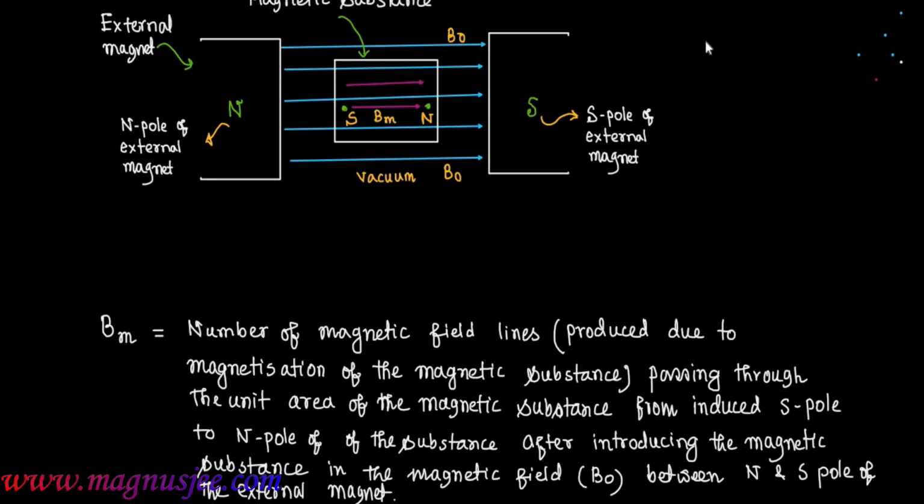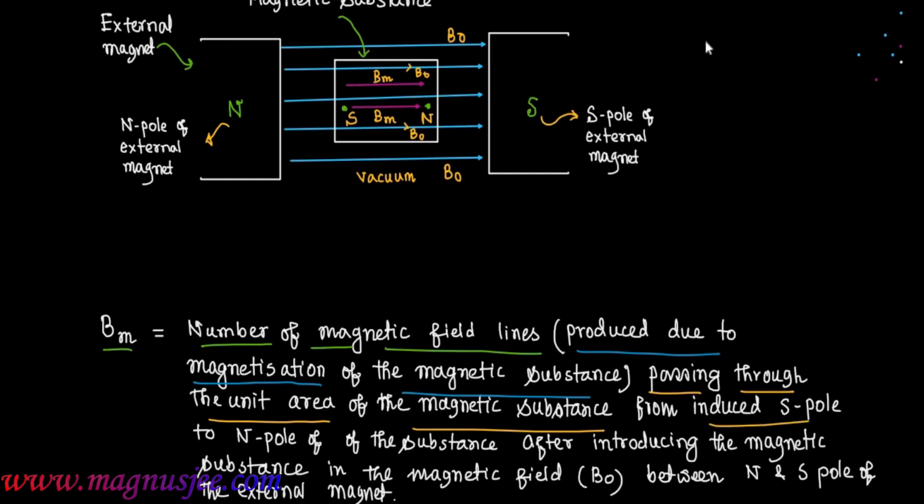That means Bm is the number of magnetic field lines passing through unit area of magnetic substance produced due to magnetization. Bm equals the number of magnetic field lines produced due to magnetization of the magnetic substance passing through unit area of the magnetic substance from induced S pole to north pole of the magnetic substance after introducing the magnetic substance in the magnetic field between N and S pole of the external magnet.